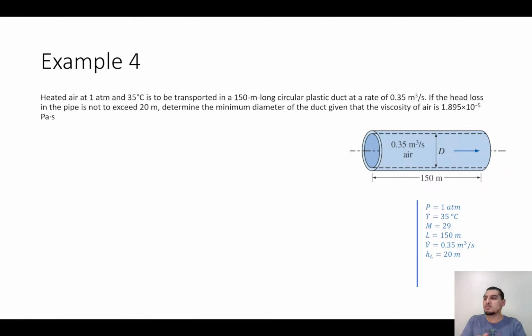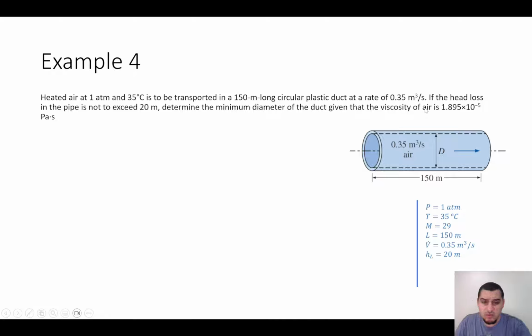So the problem that we are going to discuss here is about a pipe that is used to transport air, at 1 atmosphere and 35 degrees Celsius along a 150 meters pipe at a rate of 35 meter cube per second, and the allowable head loss is 20 meters. So this is the maximum head loss that's allowed. Okay, and we need to find the diameter, and we know the viscosity of air.